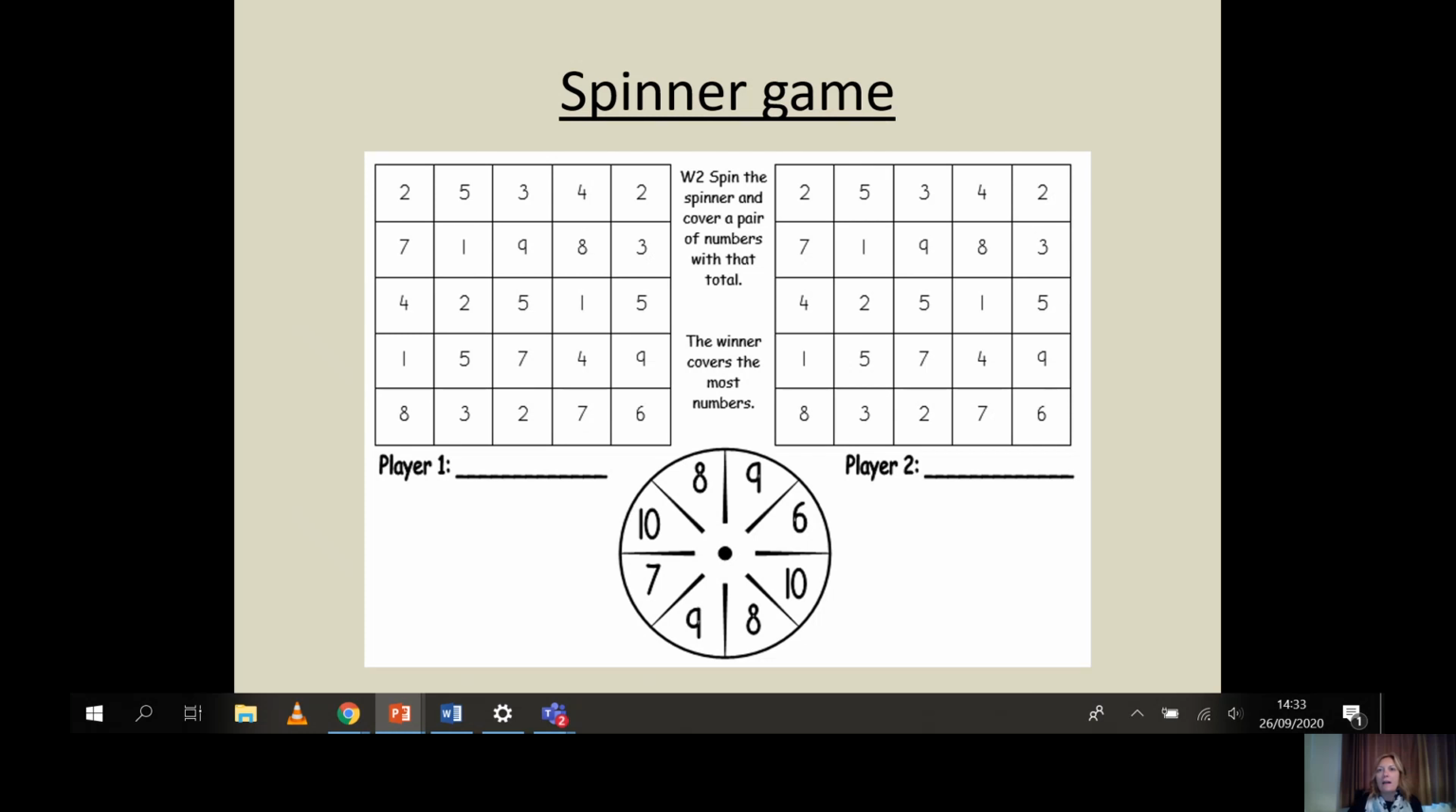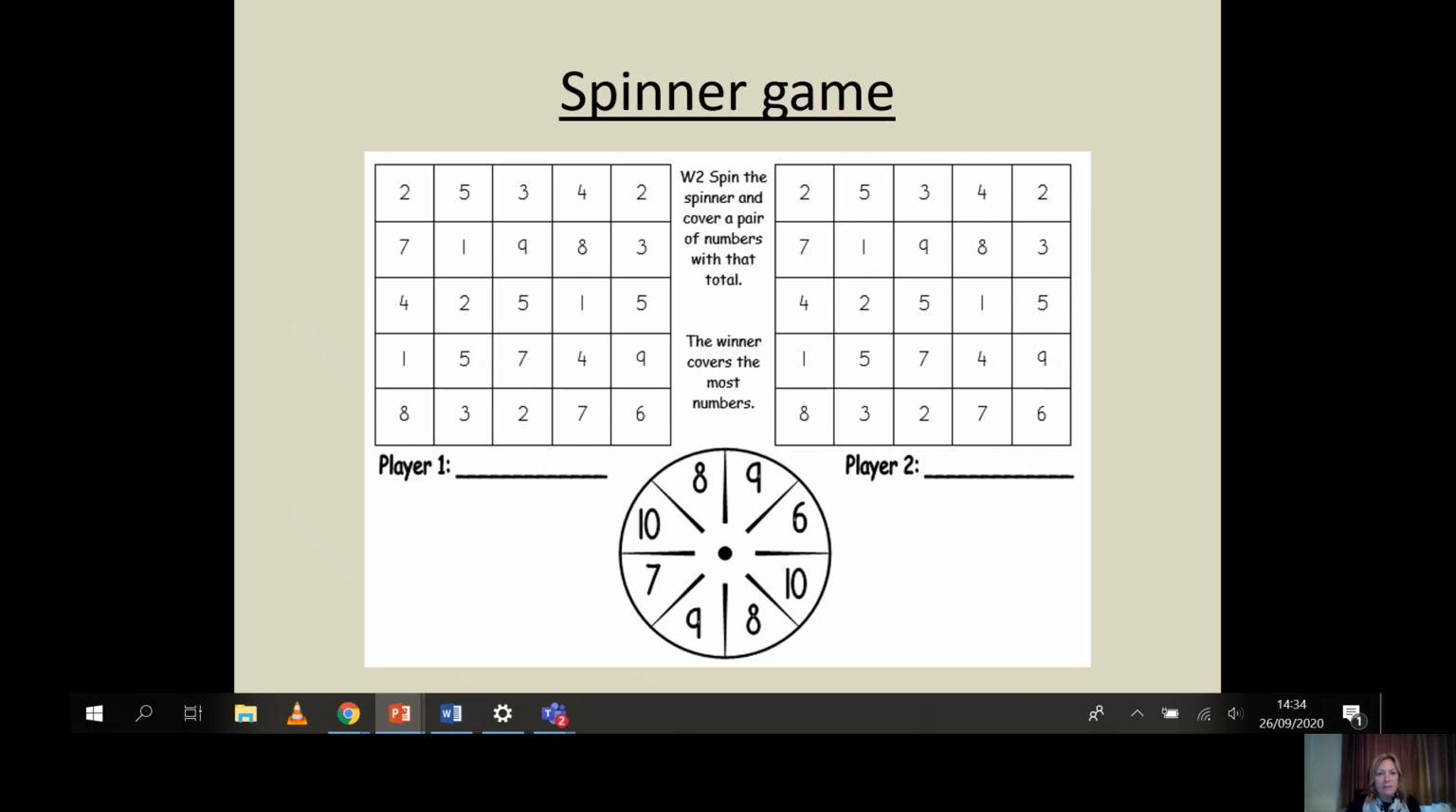Real simple game. A nice spinner game here. So literally, you make the spinner. You print this off. You make the spinner. So all you really need is a paper clip or something. You put a pencil in the middle and whizzle it round, whatever it lands on. So spin the spinner and cover a pair of numbers with that total. So this isn't for your very, very small children. This is for your children as they start to emerge a bit more with this.